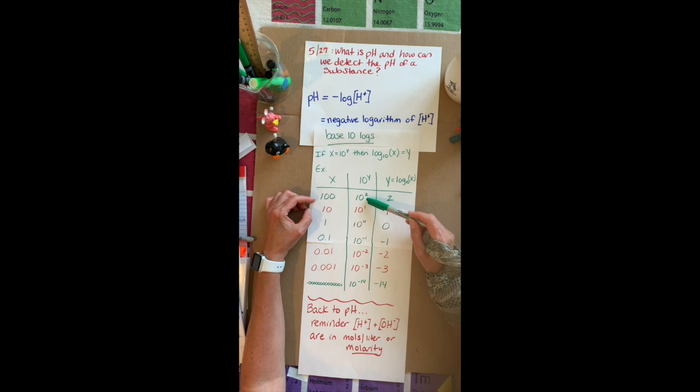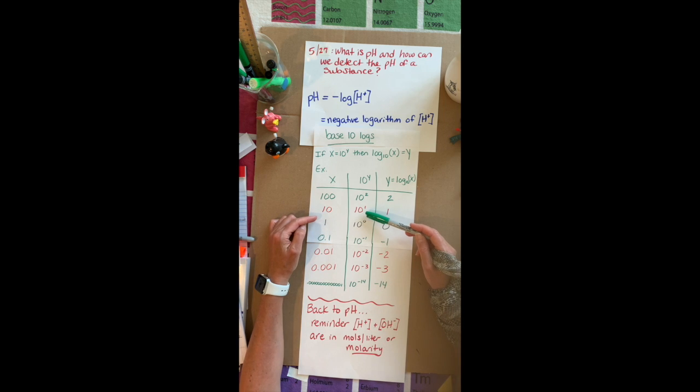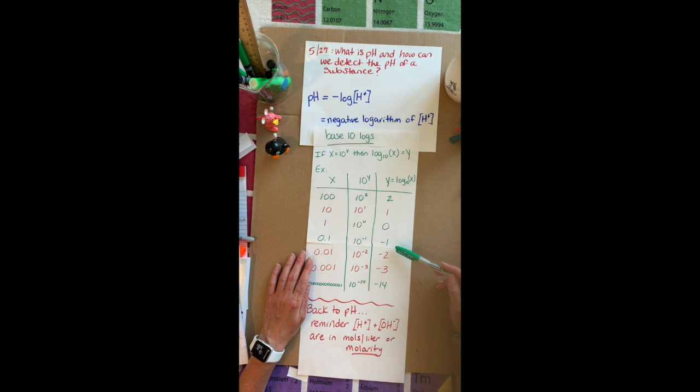So let's look at some examples. Let's say we have 10 to the 2. 10 to the 2 in extended notation is 100. The log of 10 to the 2, or 100, is 2. If we have 10 to the 1, that is equal to 10. The log is 1. And likewise, we can go down this list here, and I will be using some more examples.